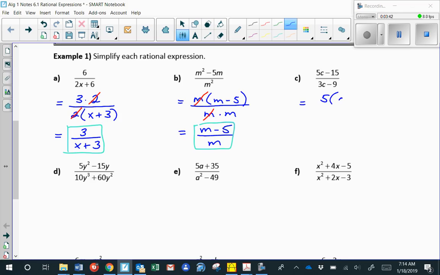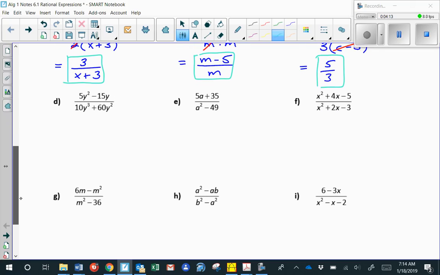All right, in C, we can factor the numerator. There's a common factor of 5. So that is 5 times c minus 3. And in the denominator, there's a common factor of 3. So that is 3 times c minus 3. This time, you'll notice that the c minus 3 factors cancel, and what we're left with is just a numerical fraction, 5 over 3.